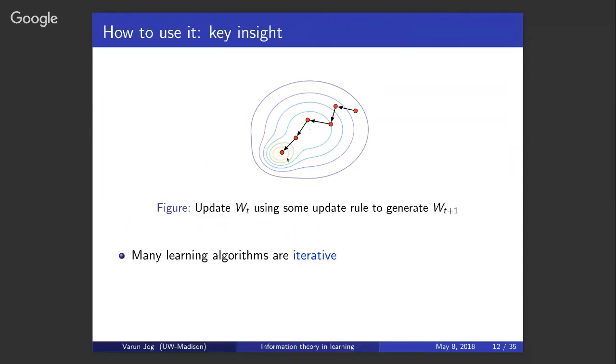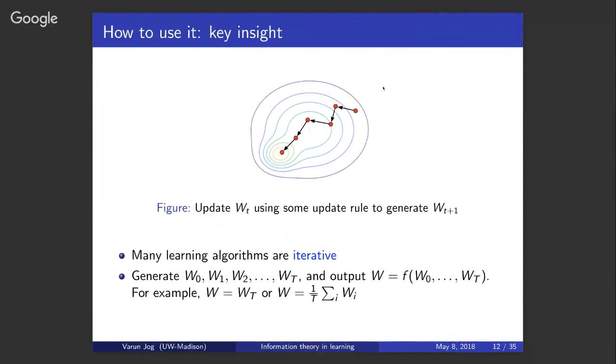Of course, what we want to bound is the information between this final iterate and the entire data set. But you don't really have to have it be the final point. It could also be an average of all the points you have encountered so far, or any arbitrary function of the iterates that you have seen so far. And so the idea that we had was we want to bound I(W; S).